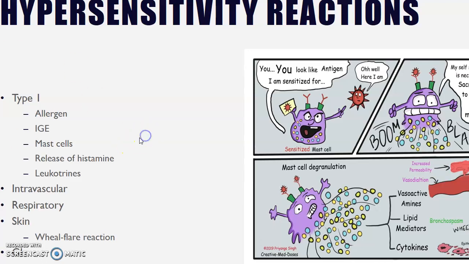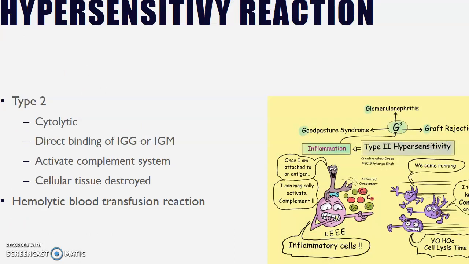Our hypersensitivity type 2 reactions are cytotoxic and cytolytic. These involve the direct binding of IgG or IgM antibodies to the antigen on a cell surface. This activates the complement system, and the cellular tissue is destroyed. A classic type 2 is the hemolytic blood transfusion reaction. This is where our patient who, say, is A positive gets B positive blood.